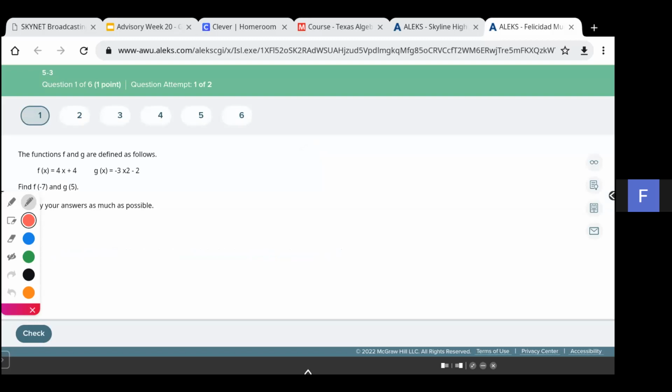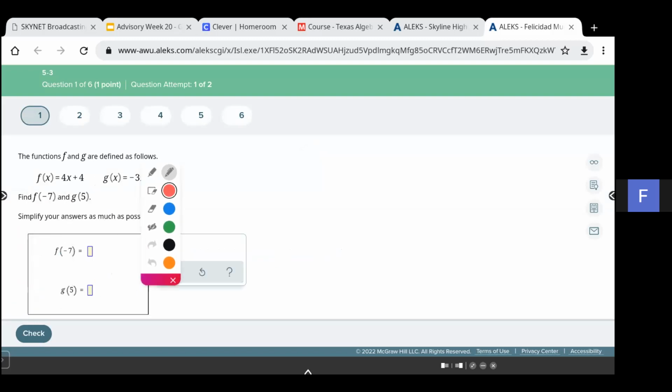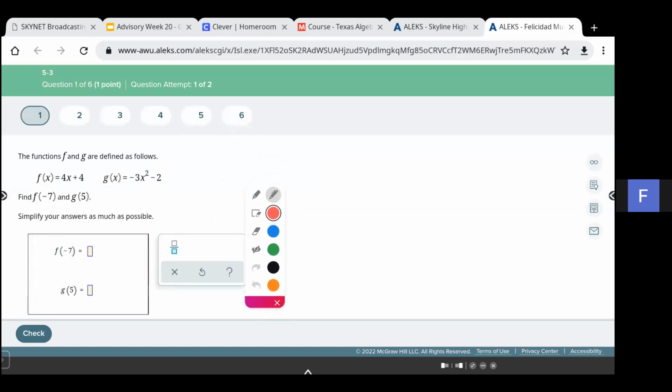You do have 6 problems. They're very much what you see, and if you were in class, it's the exact same as what we did there. So the first problem is going over function notation, which is just saying you're going to plug in the number to that function that they give you.